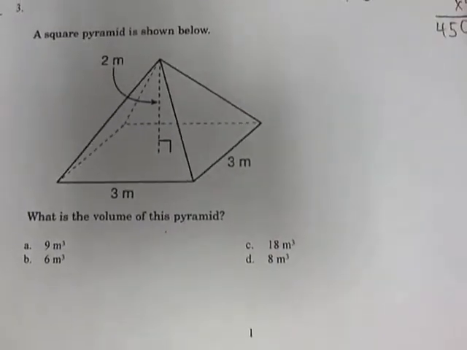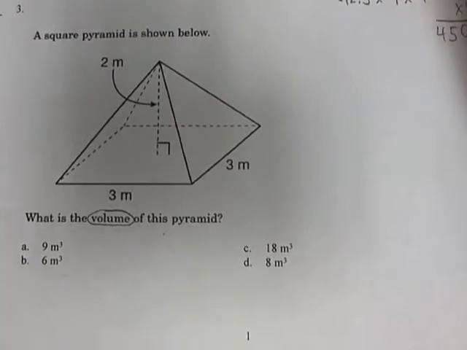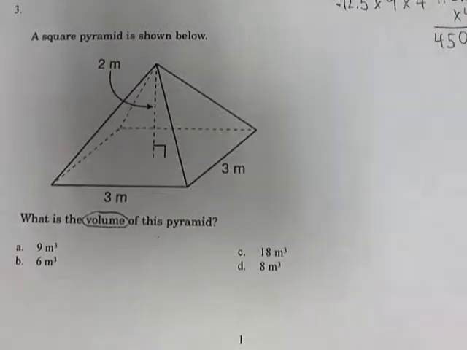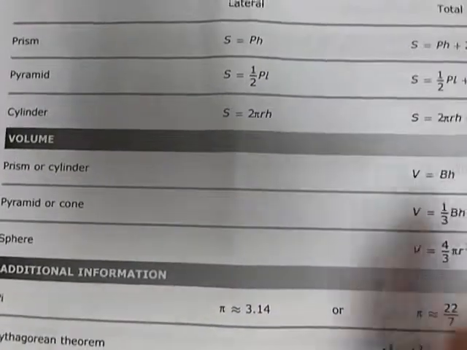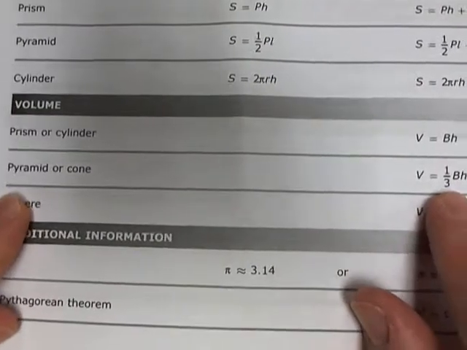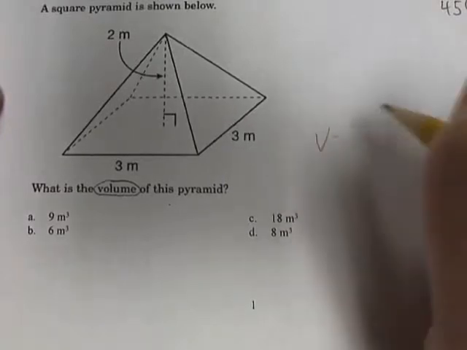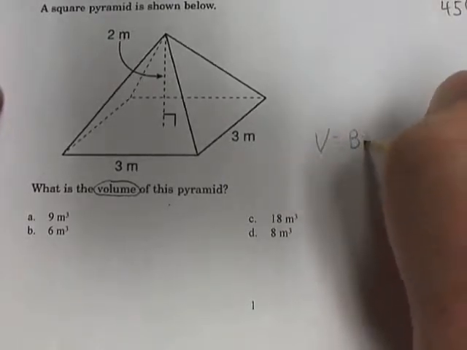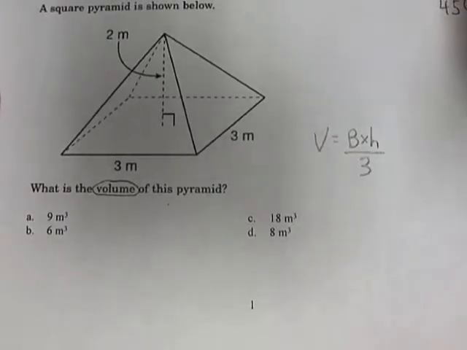Number 3, you have a square pyramid with the dimensions. Find the volume. We are always going to write the formula for whatever measurement we're solving for. So volume of a pyramid is right here: 1/3 area of the base times the height. So volume is area of the base times the height divided by 3. Means the same thing as taking 1/3 of it.